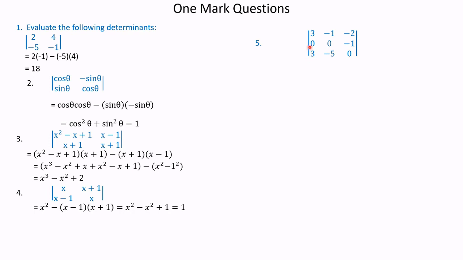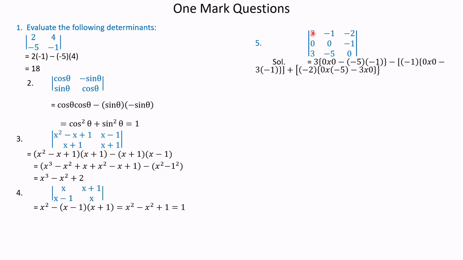So the given determinant is up. Hitherto we are getting 2 rows and 2 columns. Now it is a third order. 3 minus 1 minus 2 first row, 0 0 minus 1 second row, 3 minus 5 0 third row. And this is column 1, column 2, column 3. Hence it is a third order determinant. We have to find this.